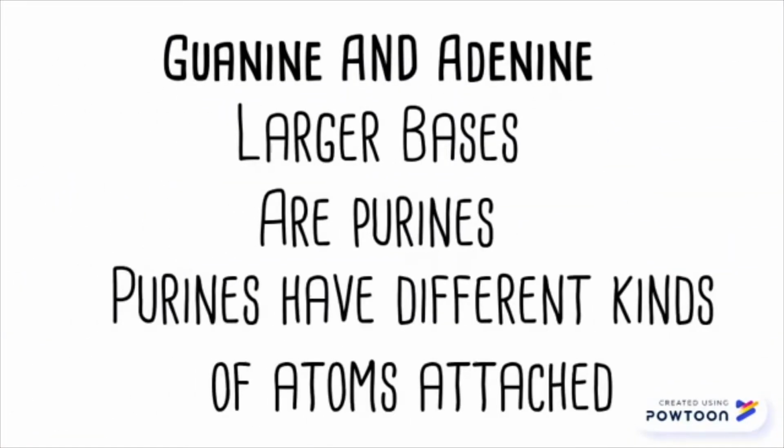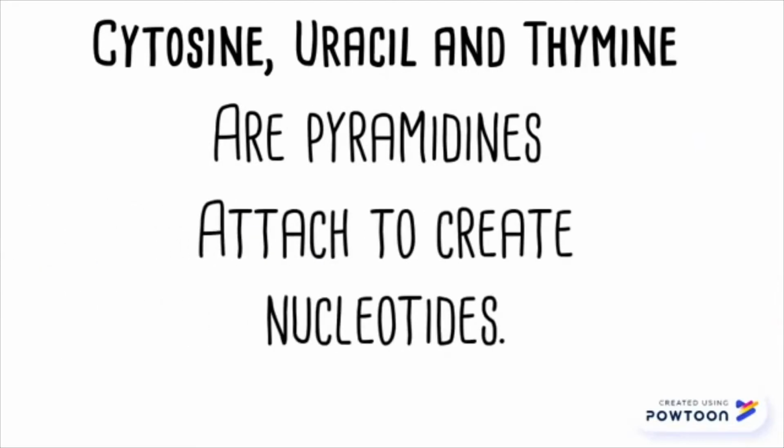Adenine and guanine, which are the larger bases, are purines. A purine has different kinds of atoms attached to the double bond. Cytosine, uracil, and thymine are pyrimidines. Pyrimidines are different atoms attached to the single bonds.